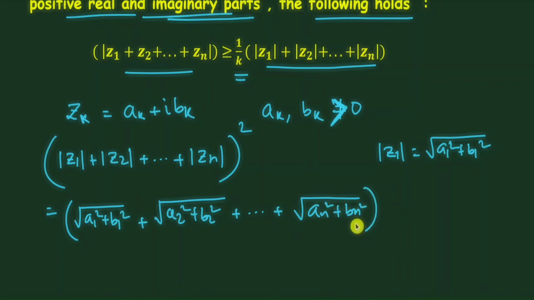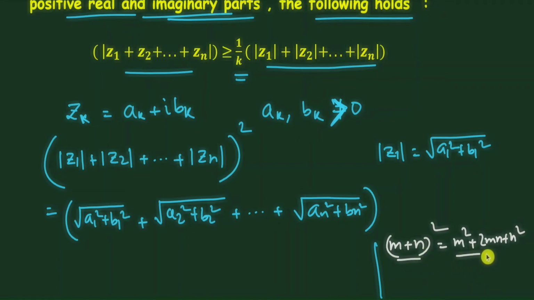Now we know the result that m plus n whole square is equal to m square plus 2mn plus n square. Here there are three terms. That means we can simply write m square plus n square, and here one more value is added, so it is not equal. So you can write this is less than or equal to m plus n whole square.